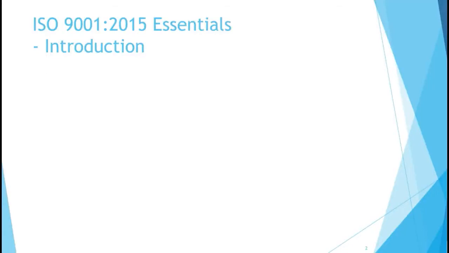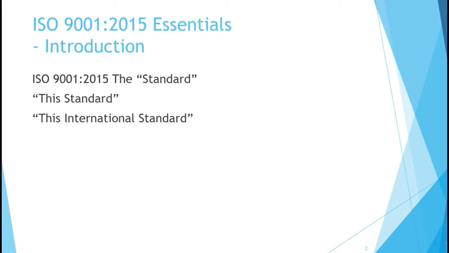ISO 9001 is often referred to simply as the standard, which saves repeated references to ISO 9001-2015. Within the document, the standard refers to itself as this standard or this international standard. Chapters or sections are referred to as clauses. The actual requirements only begin in clause 4.